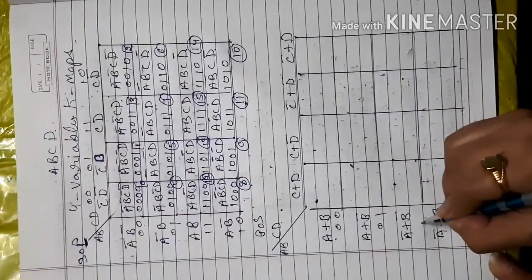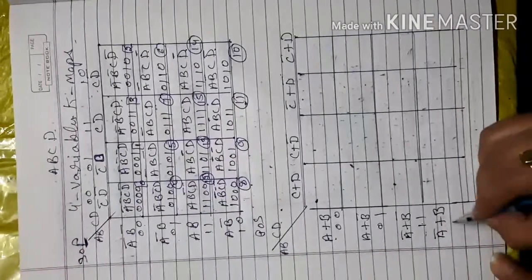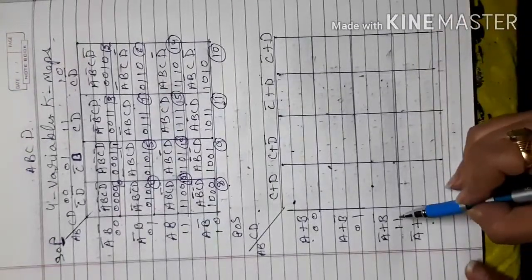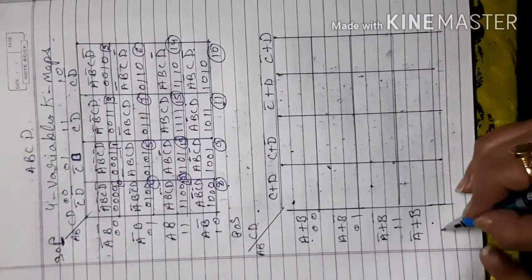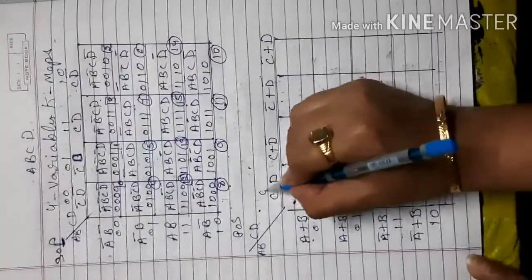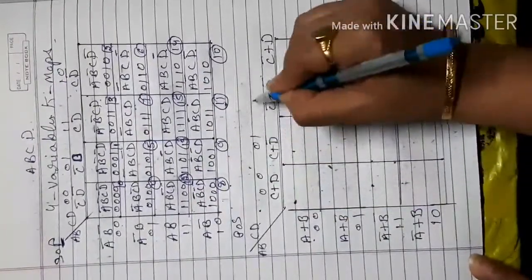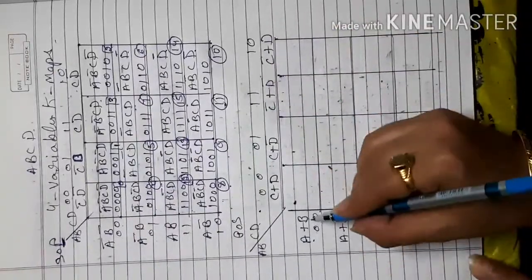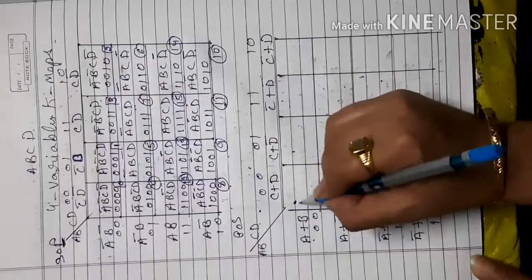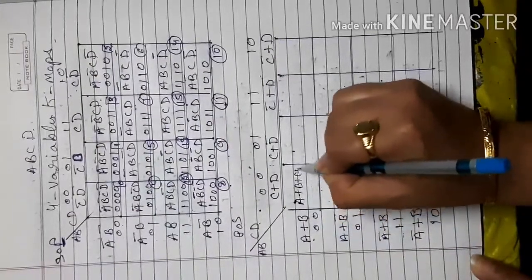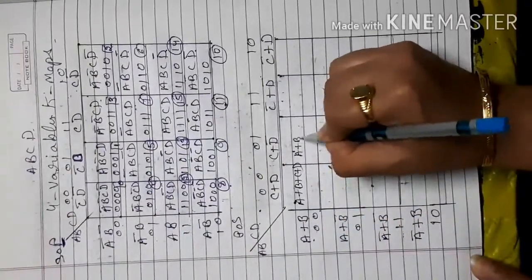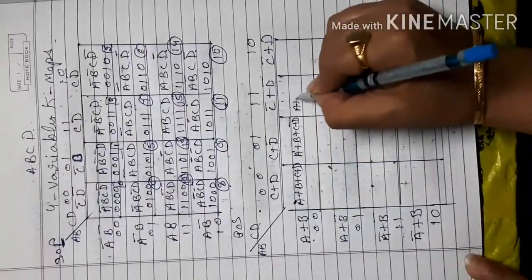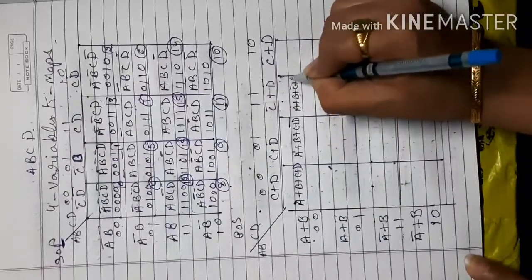The binary number is the same, only the variable is different, because in the product of sum, the complement represents 1 and the actual number represents 0. So this is also 0 0 0 1 1 1 and 1 0. So when you combine this in the plus form, this will be A plus B plus C plus D. So A plus B plus C plus D complement. So this is A plus B plus C complement plus D.